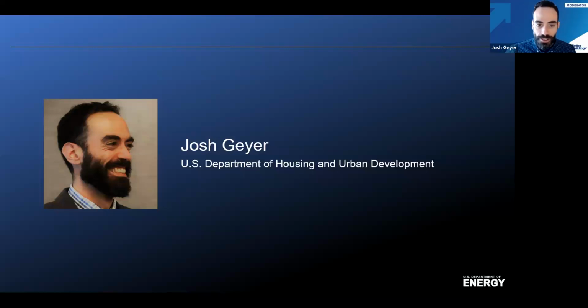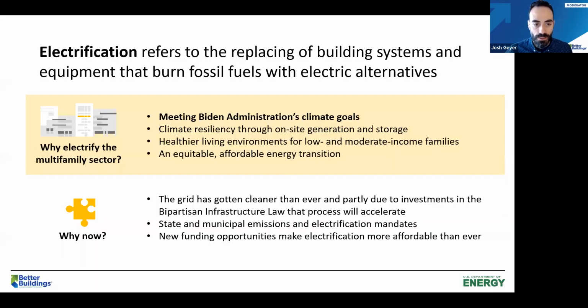So yes, my name is Josh Geyer, and I work in the HUD Office of Environment and Energy. I am the multifamily sector lead for the Better Buildings Initiative, and I support the implementation of HUD's Climate Action Plan. Next slide. Before I run through the agenda and introduce our panelists, I want to give some basic background on why electrification of multifamily housing, including affordable multifamily, is fundamental not only to decarbonizing the building sector, but to doing so as affordably and resiliently and equitably as possible.